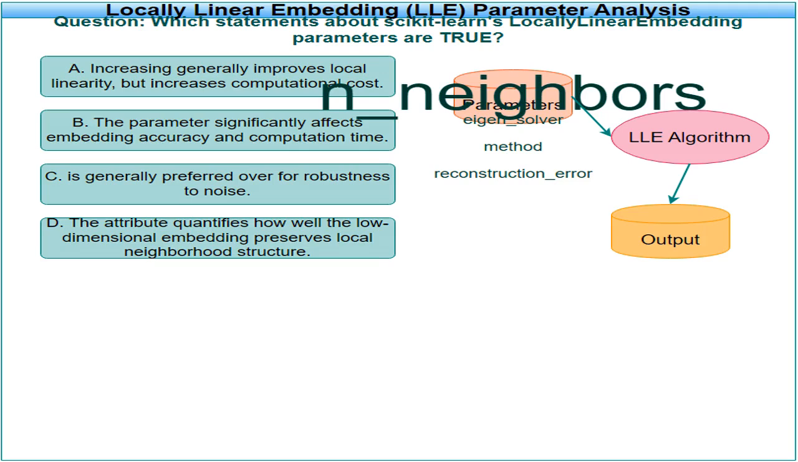This parameter controls the method used to solve the eigenvalue problem within the LLE algorithm. Different solvers have different computational costs and may produce slightly different results. I need to know which one is most efficient and accurate for the task.